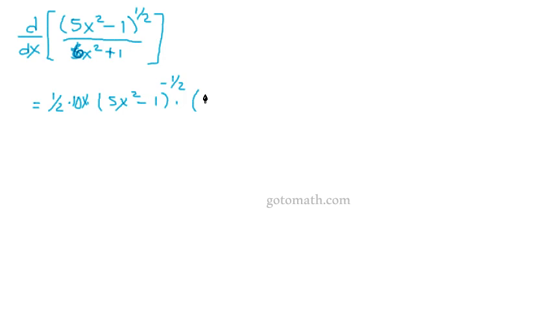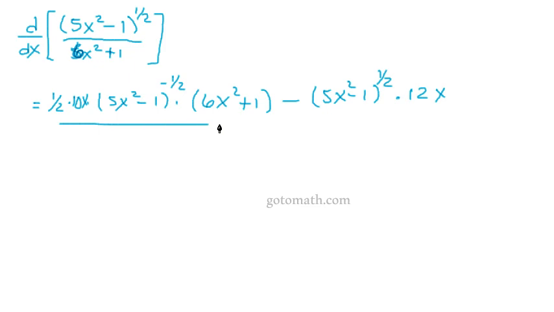And then we rewrite the denominator, 6x squared plus 1, minus the numerator. So we have 5x squared minus 1, raised to the half power, and the derivative of the denominator is 12x. And then of course that is going to be all over the denominator squared.